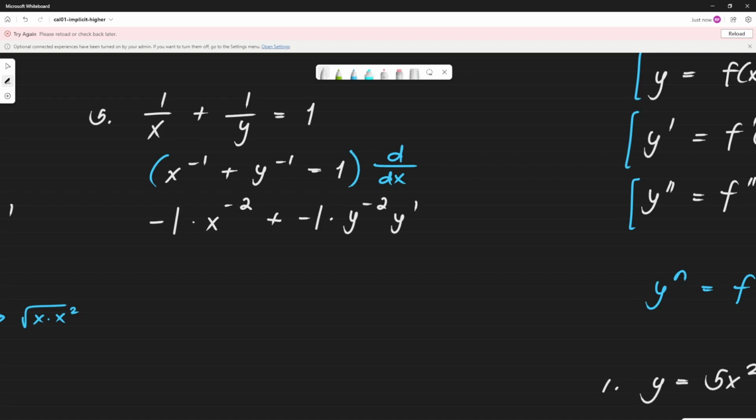Chain rule lang yan, guys. Chain rule lang po yan. u raised to n is equal to n times u raised to n minus 1 du. Yun yung tandaan ninyong chain rule. So, we'll have is equal to 0.